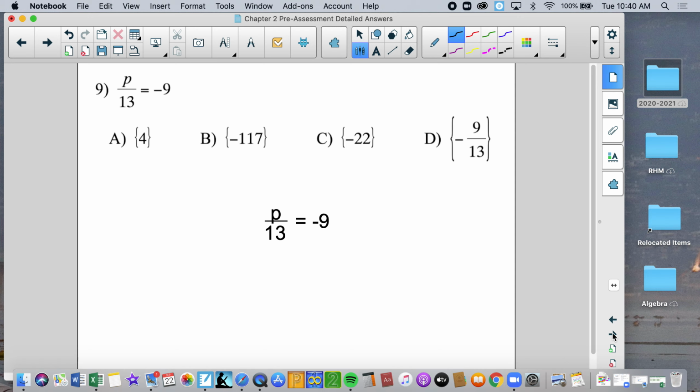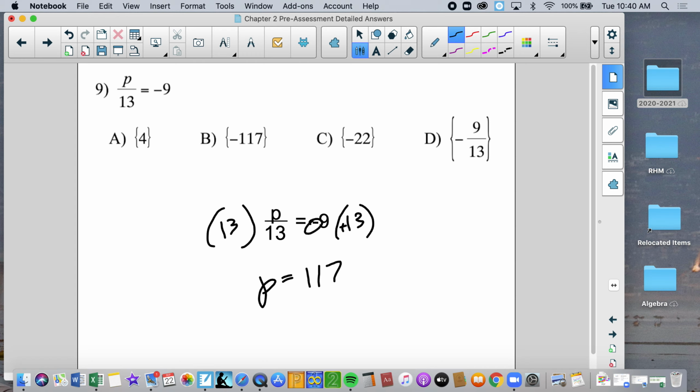We go back to division. We're dividing by 13. The inverse is multiplying by 13. That leaves me with P. Here we go, 9 times 13. I don't really know what 9 times 13 is. I know 9 times 10 is 90, and 9 times 3 is 27. So I get 117. And a negative times a positive gives me a negative.